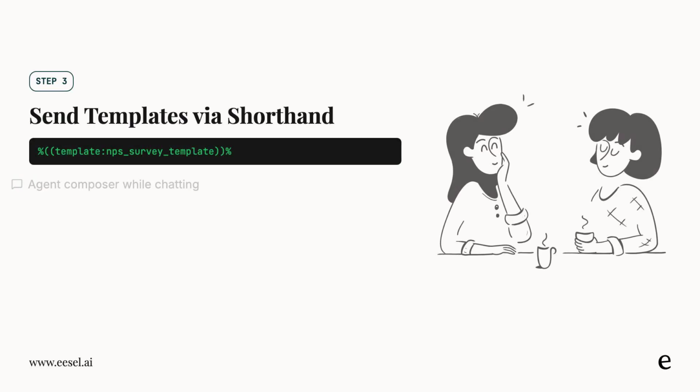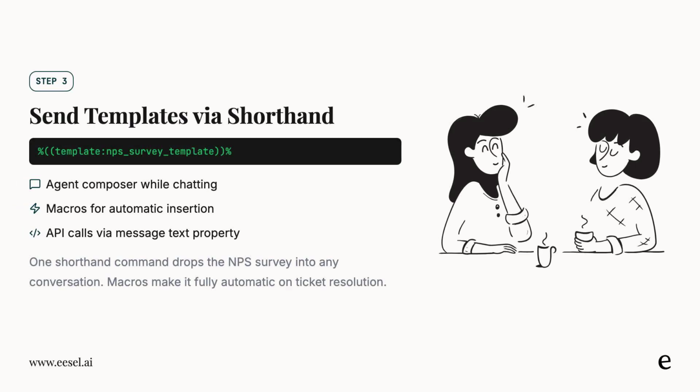Once your template exists, sending it is a single shorthand command. Agents type the template name wrapped in double % symbols, and the NPS message drops into the conversation instantly. You can also wire this into macros so the survey fires automatically when a ticket is marked solved.